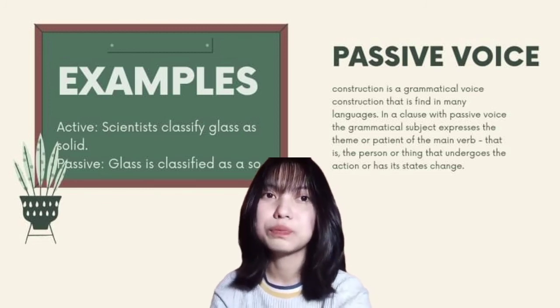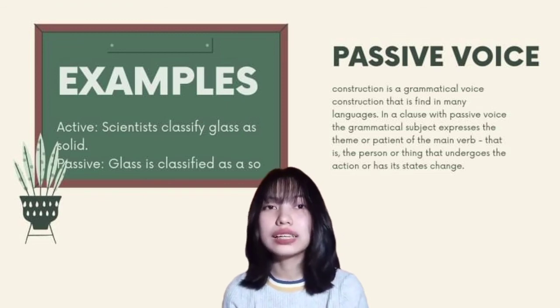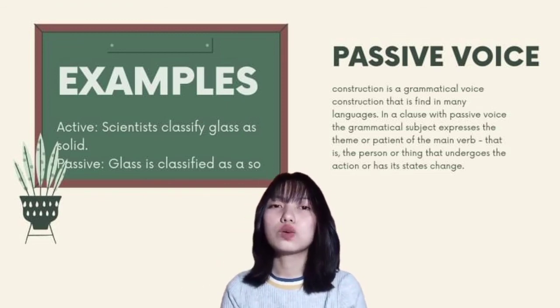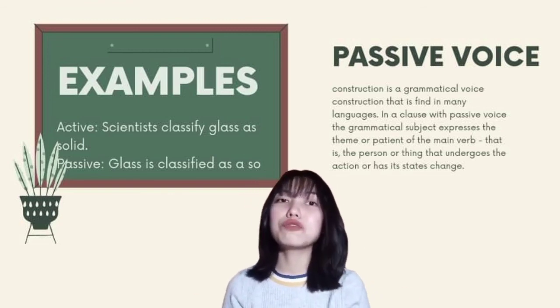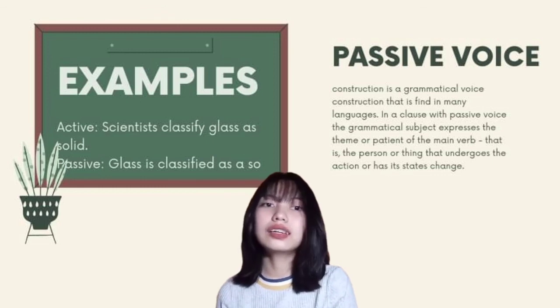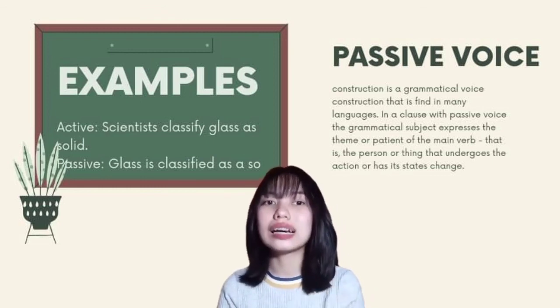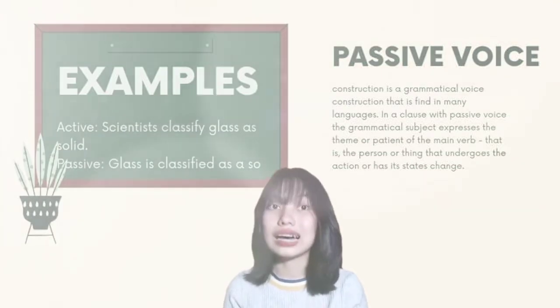Now, for example, scientists classify glass as a solid. That sentence is in active voice. Now, glass is classified as a solid is the passive voice of that sentence. Now you notice that the passive sentence focuses on how glass is classified rather than on who classifies the glass.